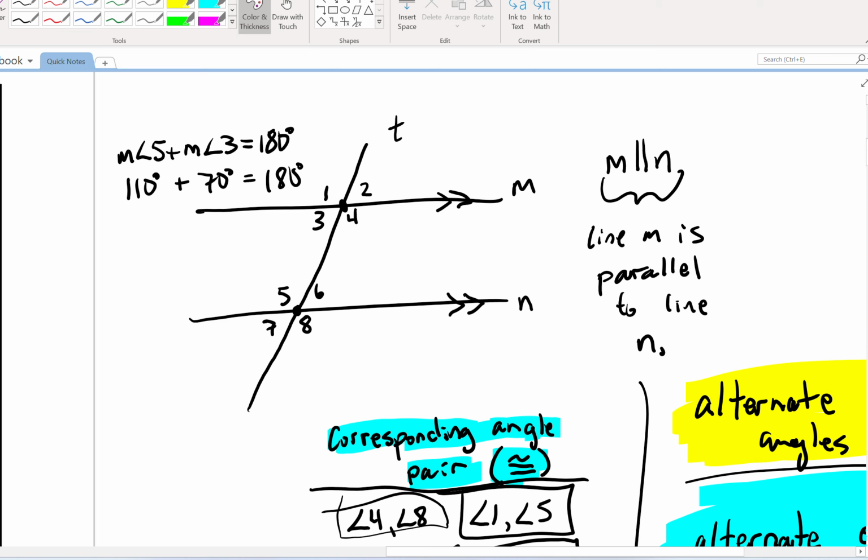Entonces, en el ejemplo que hice, ángulo 3 y ángulo 5 no son congruentes, pero sí se suman a 180 grados. Entonces la medida de ángulo 5 y la medida de ángulo 3, si se suman, tiene que sumarse a 180 grados. Y si la medida de ángulo 3 fuera 70 grados, la medida de ángulo 5 sería 110. Y eso sí se suma a 180 grados.